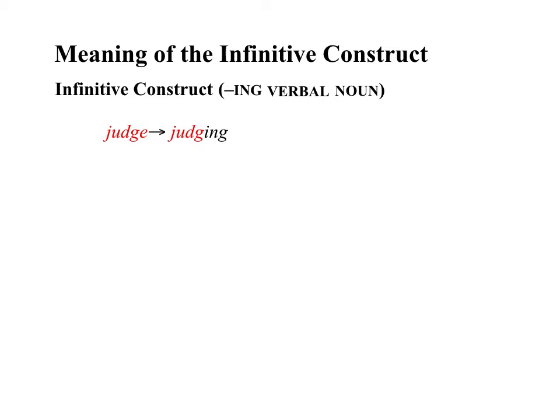The infinitives are broken into two types, the infinitive construct and the infinitive absolute. So let's begin with the infinitive construct. The infinitive construct, once again, is an -ing verbal noun. So as you look here at the verb judge, we can make it into an -ing verbal noun, judging. It is a concept, the concept of judging.